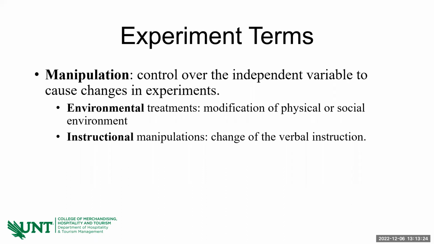Manipulation is control over the independent variable, and there are two types of manipulations. First is environmental treatment, which we can also call a physical treatment. So eating cheese and not eating cheese is a physical treatment, right? But there's another type, used more in today's studies, especially hospitality studies, which is instructional manipulation. That means you give them some verbal instruction and let them think.